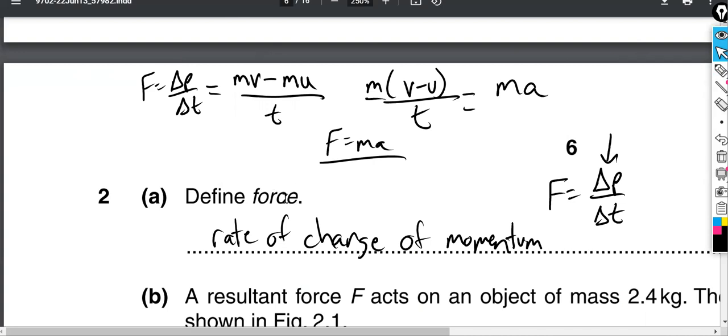This is a 1-mark question. You either got it or you didn't. So it's okay if you didn't get it. Just get the note down and say, I'll never miss that one again. Force is always defined as the rate of change of momentum. Very important to know that.